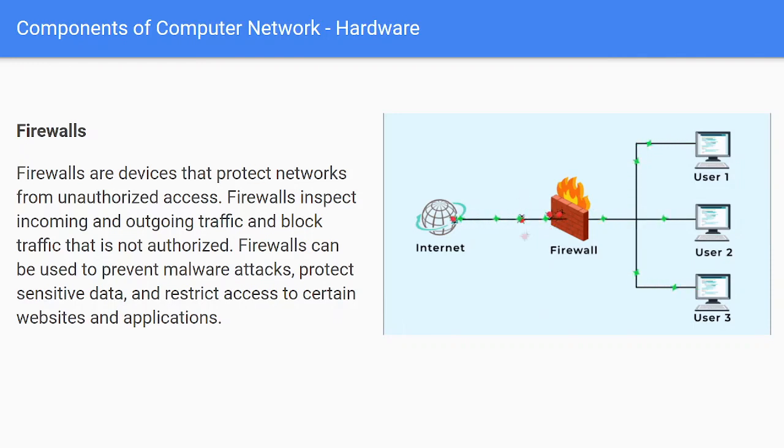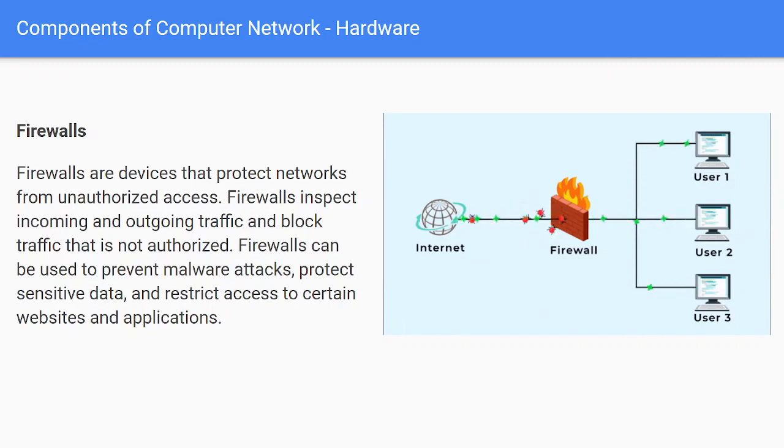So what does a firewall do? A firewall inspects incoming and outgoing traffic and blocks traffic that is not authorized. Firewalls can be used to protect against malware attacks, protect sensitive information, and restrict access to certain websites and applications. So how does this work?